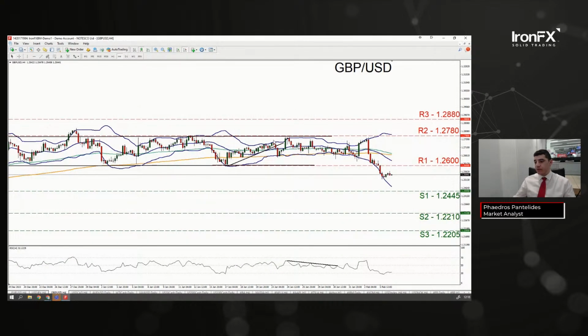For now, though, from a technical point of view, it appears to be in a downwards fashion. Bollinger Bands are tilted towards the downside, but once again, we would like to see the pair remain below R1 for our bearish outlook to continue, and it has to break below S1. If it breaks above R1, then we would switch towards a sideways bias between R1 and R2, whereas for a bullish outlook, it would have to break above R2.